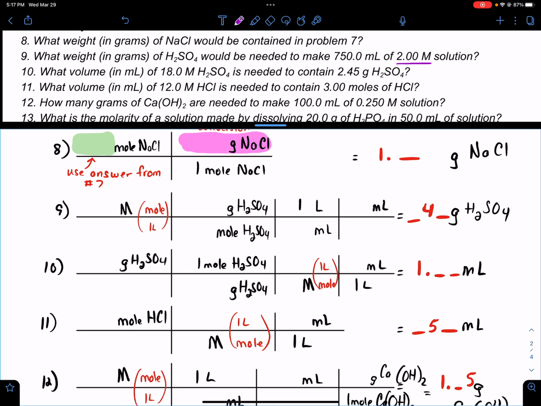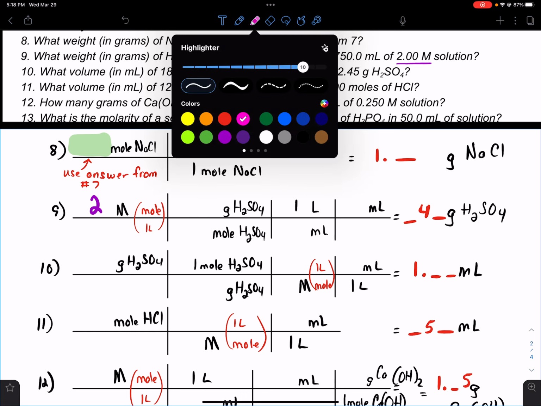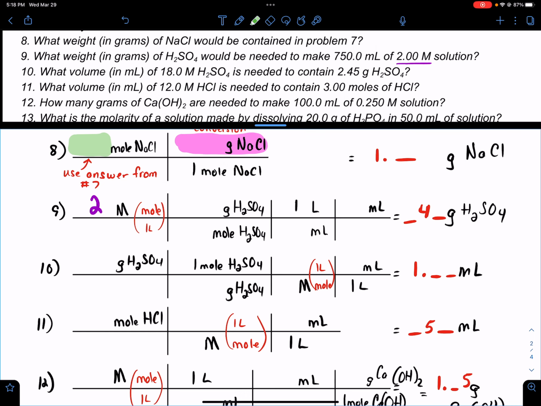That would help if I was on the right one. That was number 9. Number 10. No, I'm losing track. Yeah, we'll do number 9 here. Since we have number 9, you got 2 molar right here. All right. Now remember, one more time. If you have 2 molar, you've got 2 moles of solute that is dissolved in a liter of solution.